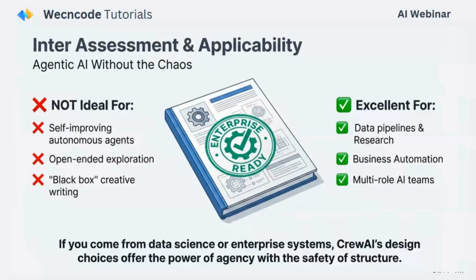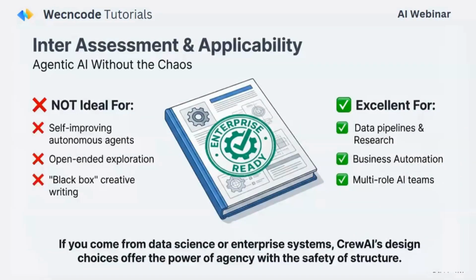Black box creativity writing. Now, of course, you know that black box creativity writing is more like open-ended exploration because sometimes it's not directional. Sometimes it's decisions that are critical and made at high levels. So agents are not good for this particular task. They are not good for self-improving autonomous agents, open-ended exploration, and black box creativity.